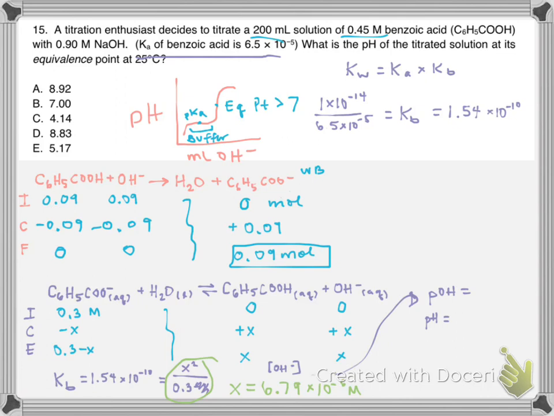Okay. And maybe you caught me on that one too, because you were doing it as we were going. So just be careful when you're punching in your calculator. You get your x. It's still relating to the hydroxide concentration. And then we can get the pOH by taking the negative log of our hydroxide concentration. You get a pOH of 5.17. pH then is going to be 14 minus 5.17, which is going to be 8.83.